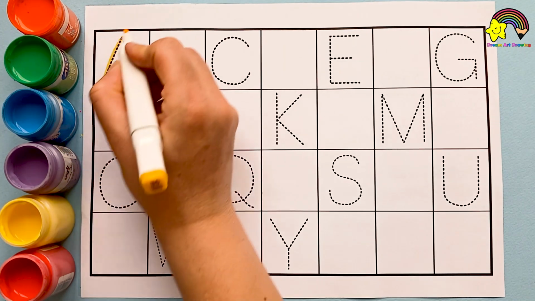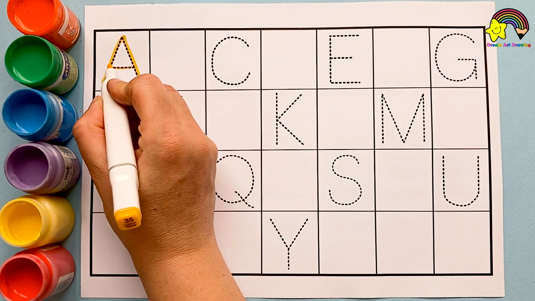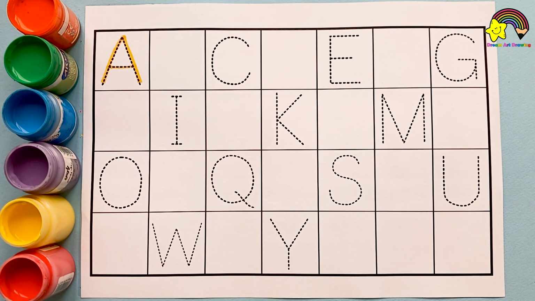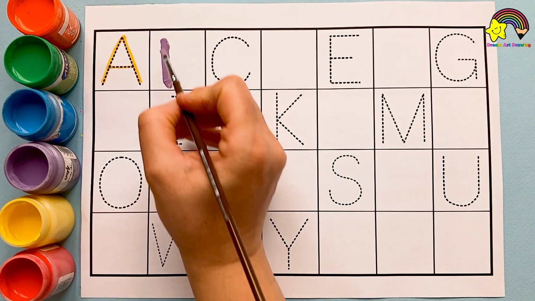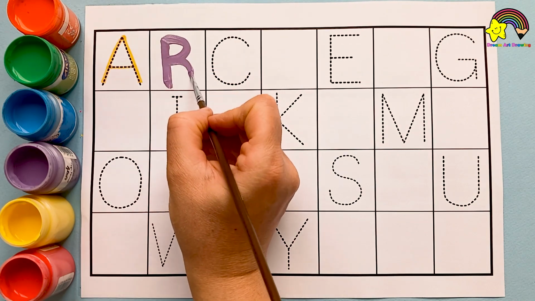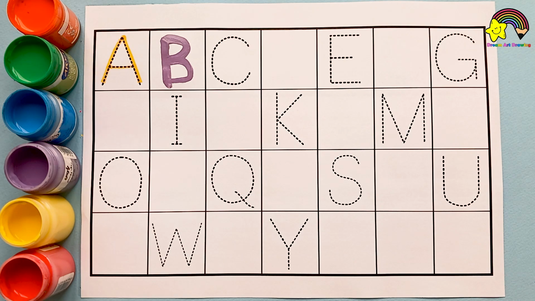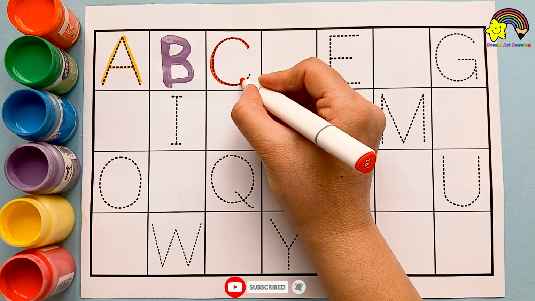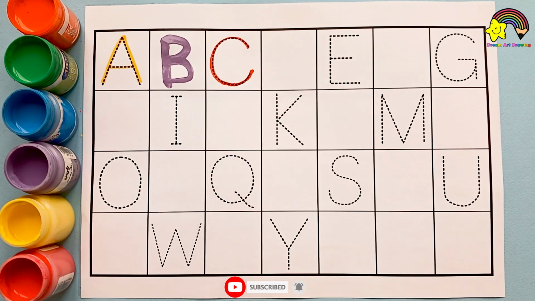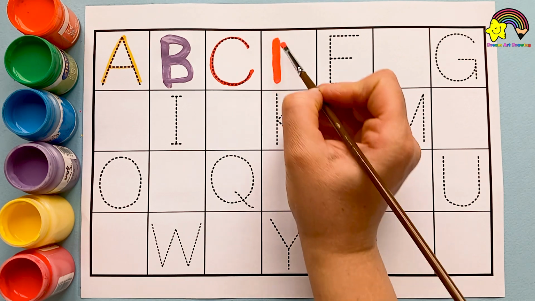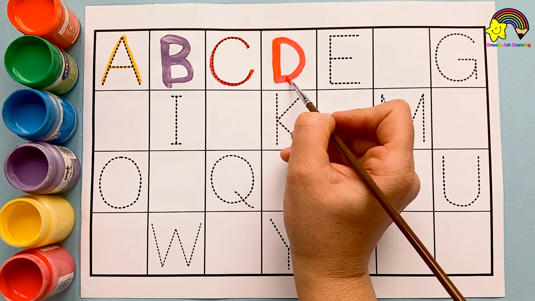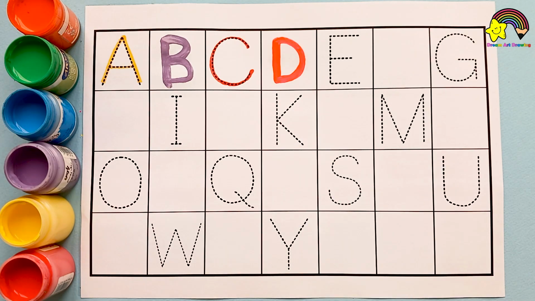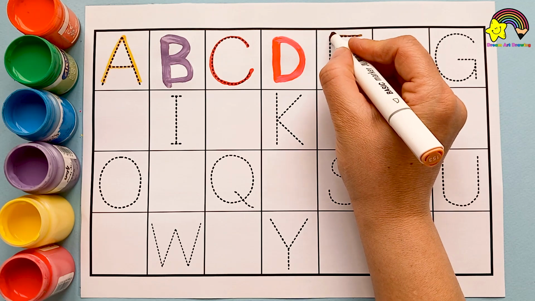A for apple. Purple color. B for ball. Red color. C for cat. Orange color. D for dog. Brown color. E for elephant.